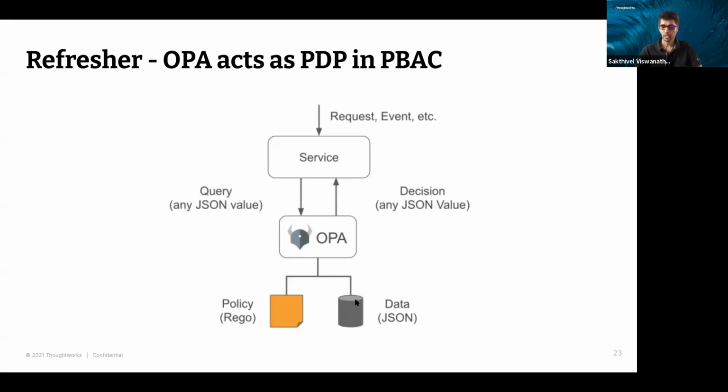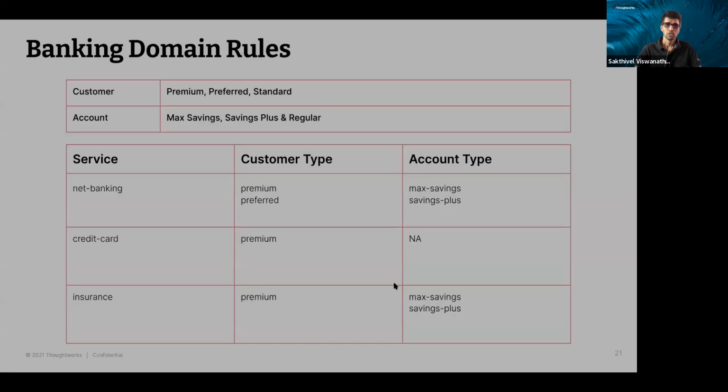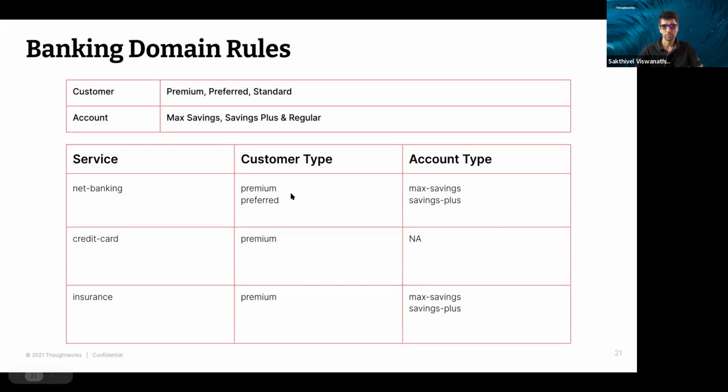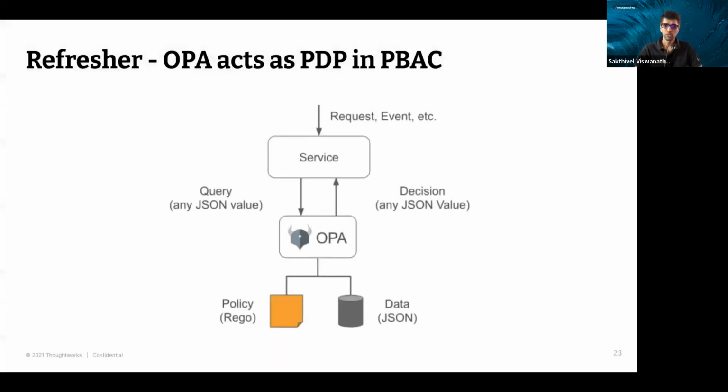The data is an interesting thing. The data is what we saw as rules. These are the kind of rules that the business came up with, and this can probably change dynamically. That is what the data in OPA is all about. And the input is nothing but the event, the request, the account created event that came in, and the policy is what we will be defining. We'll be writing the policy using the Rego policy language.